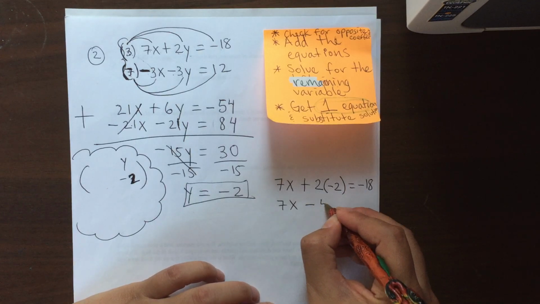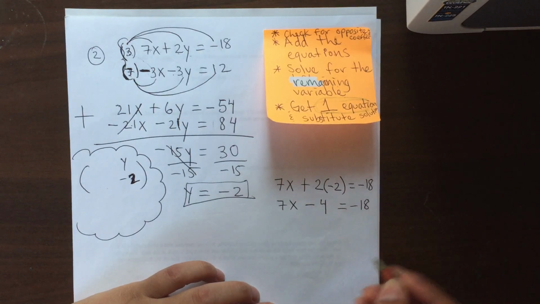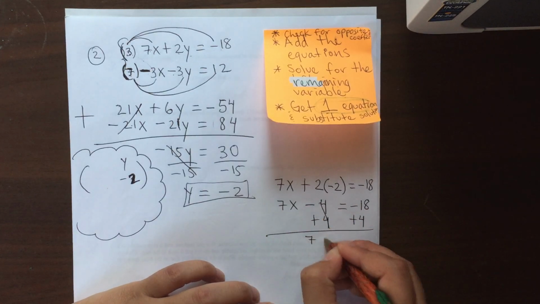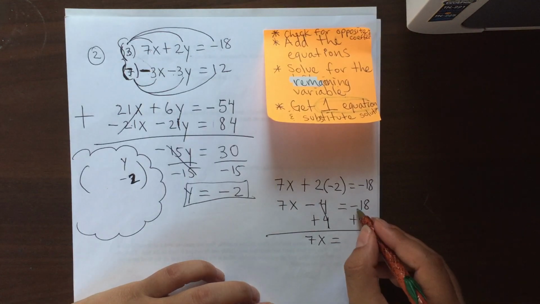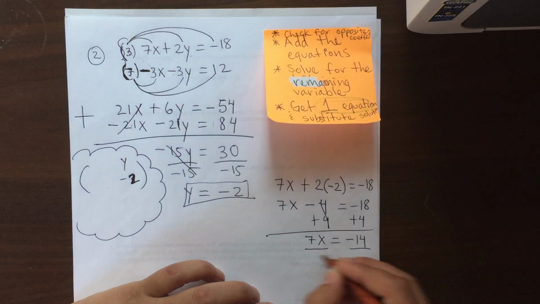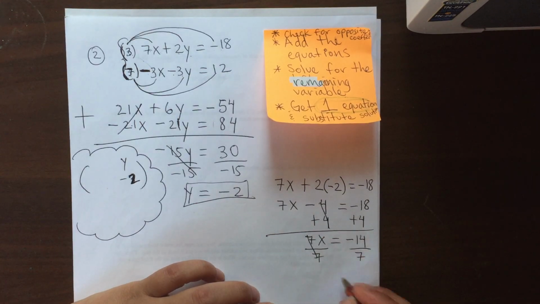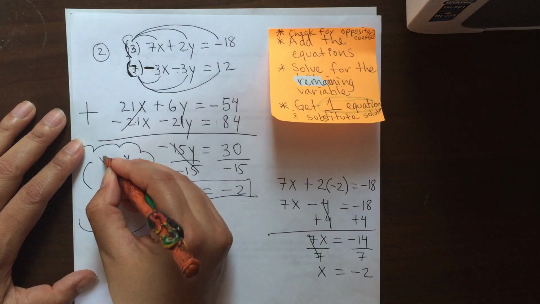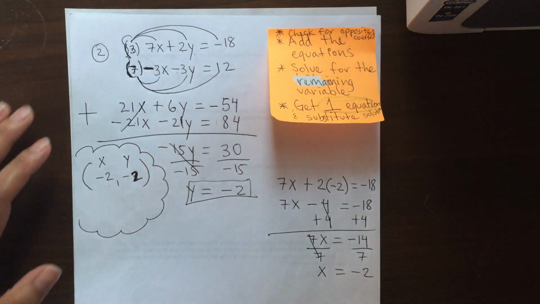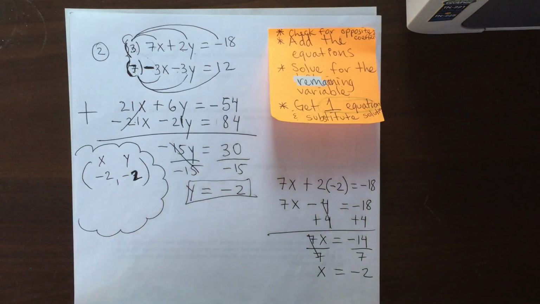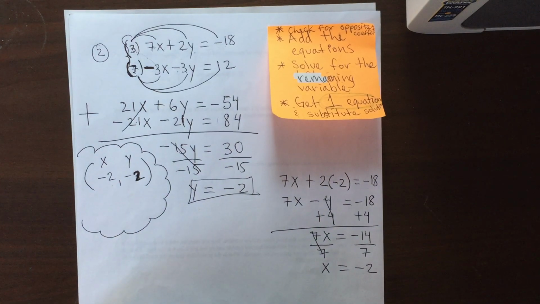So 2 times negative 2 is negative 4 equals negative 18. Add 4 to both sides, and so 7x is equal to, I owe $18 but pay 4, is negative 14. I divide both sides by 7, and x is equal to negative 2. So this will be my x, which is negative 2. Coincidence, okay? It's just by coincidence that they are both negative 2.